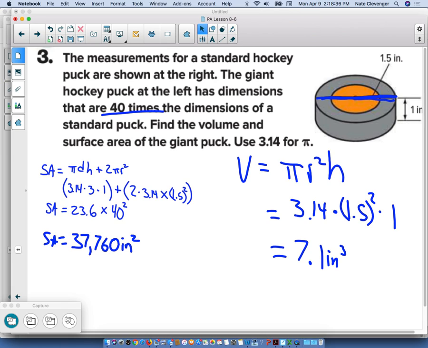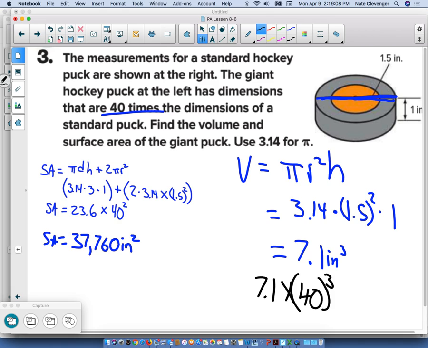So how would I find the volume of the big puck that's inside the building there, stuck in the side of it? Add them. Subtract. What have we been doing with scale factor? Multiply by. Multiply. So 7.065 times 40 cubed equals 452,160 inches cubed.